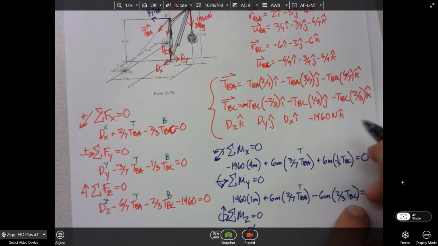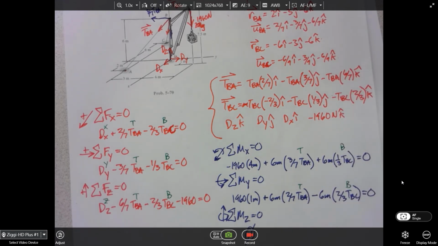And TBC we said is B. So now I have 5 equations with 5 unknowns, and you can solve those. And this is where I just feel older every year, because I get to say when I was a boy, I had to solve those by hand. I don't recommend you do that now.